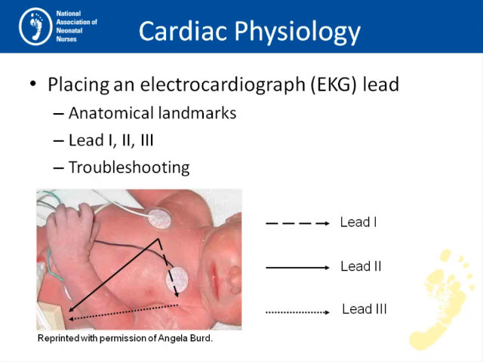Leads are the angle at which the monitor is looking at the heartbeat. In lead 1, the monitor is looking at the electrical activity coming from the right side toward the left side. In lead 2, the monitor is looking at the electrical activity coming from the right side toward the lower left abdomen. In lead 3, the monitor is looking at the electrical activity coming from the left side toward the abdomen.